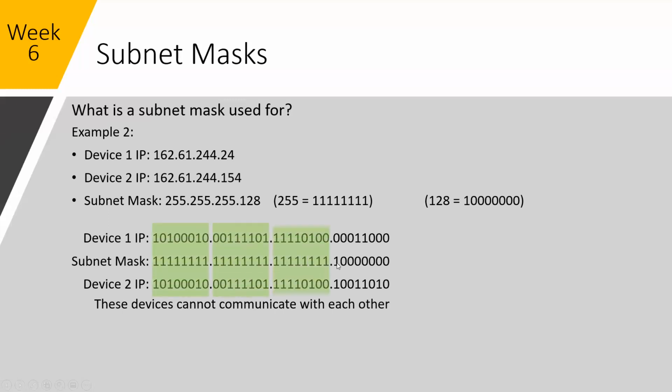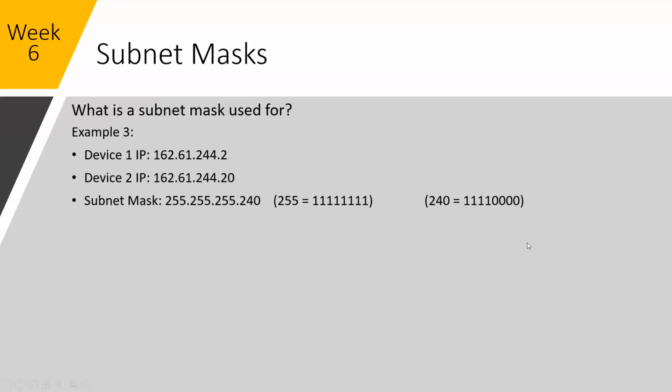These three line up and all of these zeros line up, but because these two in the mask don't line up, these devices are on different pieces of the network. So when you take 128, you actually divide up that segment of the whole network into different segments, and 24 and 154 are on two different segments, so they can't communicate with one another. That makes sense? Let's do it again.